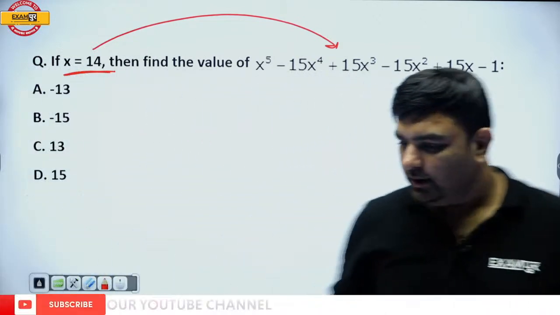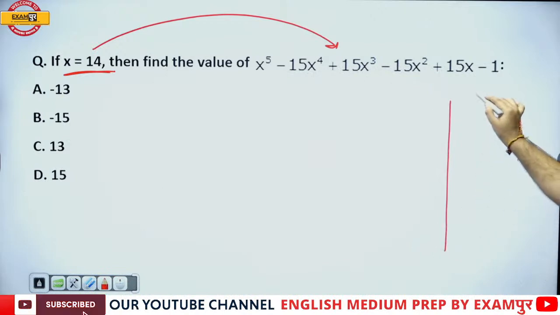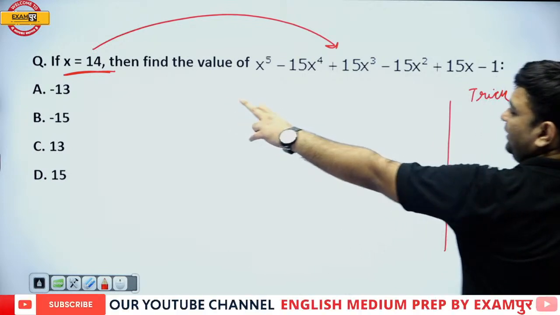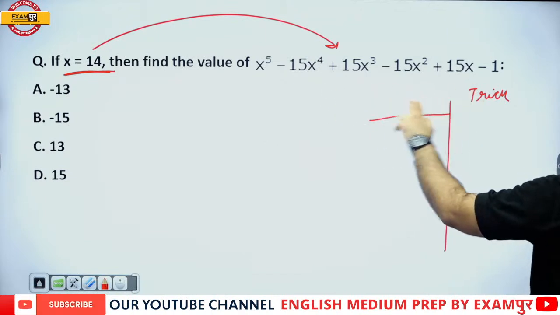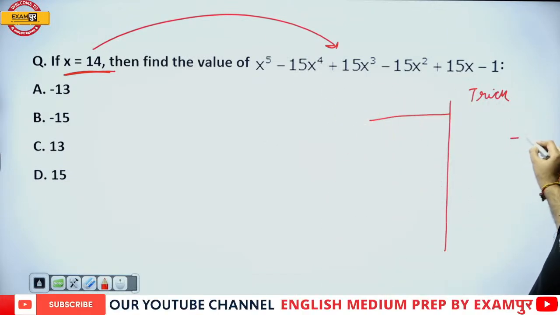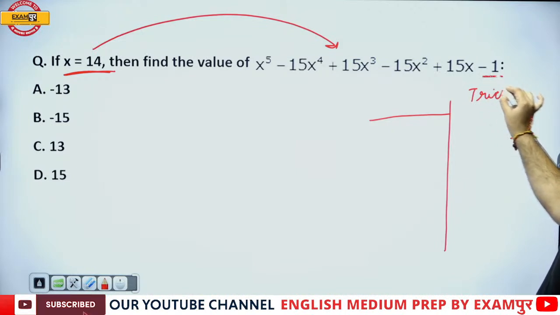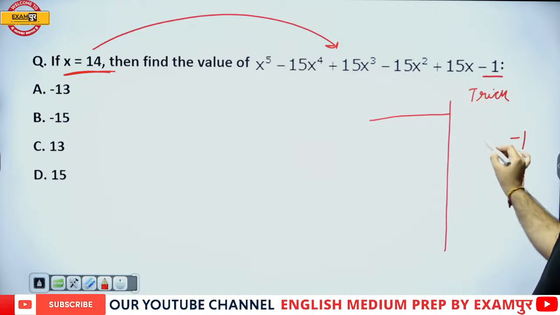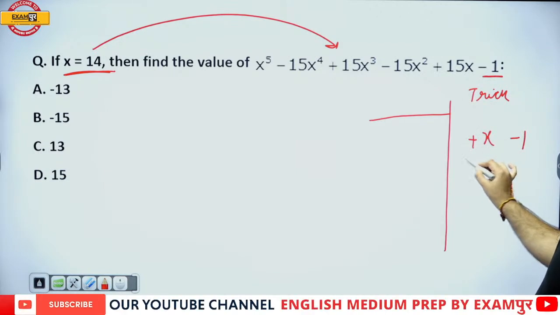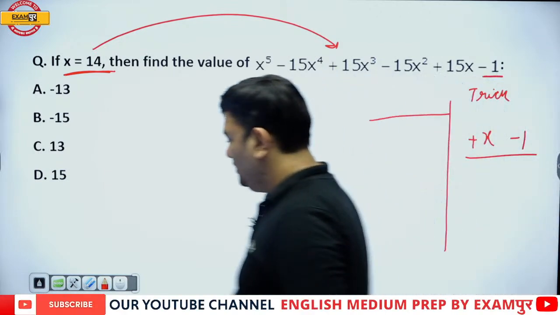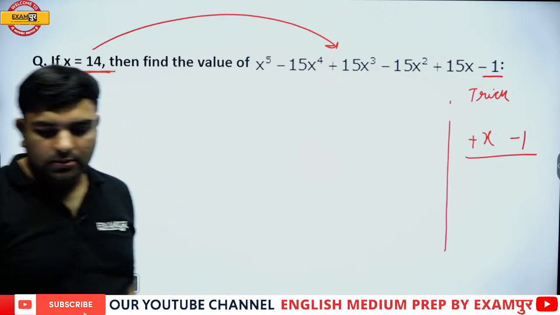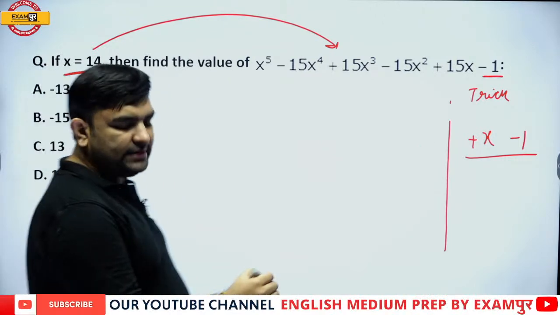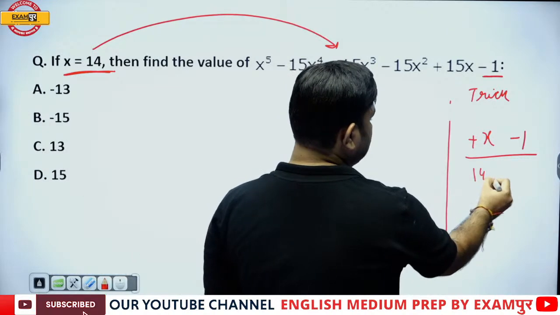First write the trick. The trick is: if this is x plus 1 throughout, then the answer is the constant term plus x with the sign. So the answer is x minus 1. X is 14 minus 1, 13.